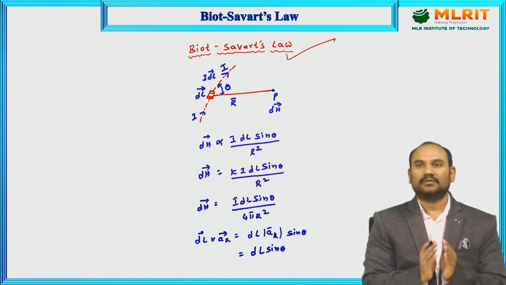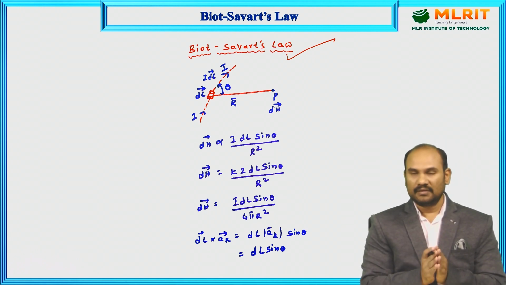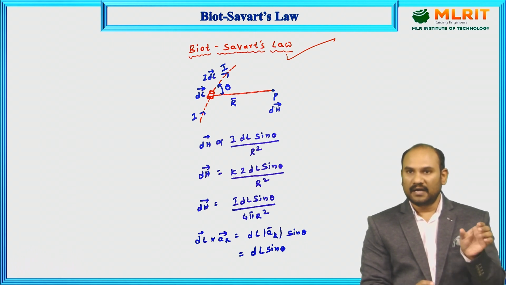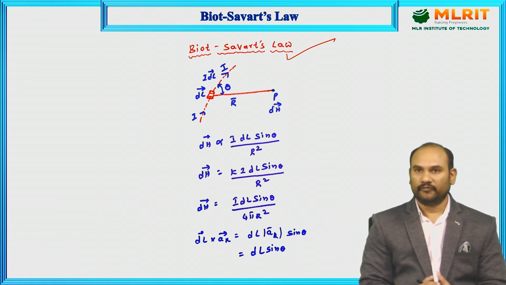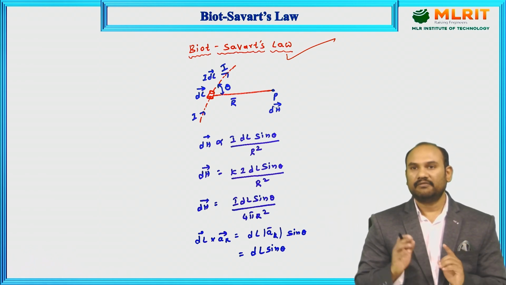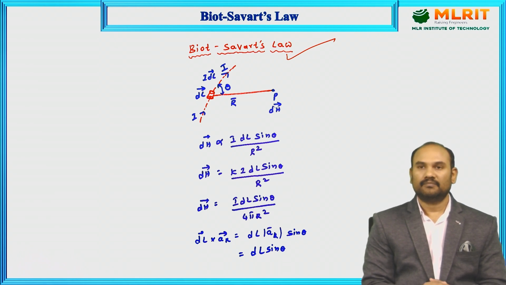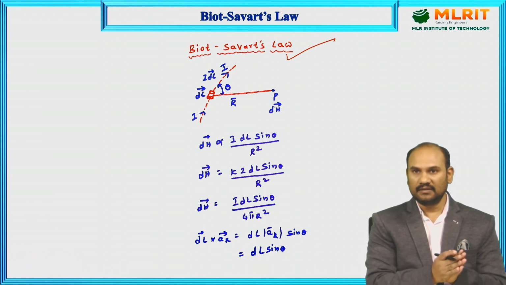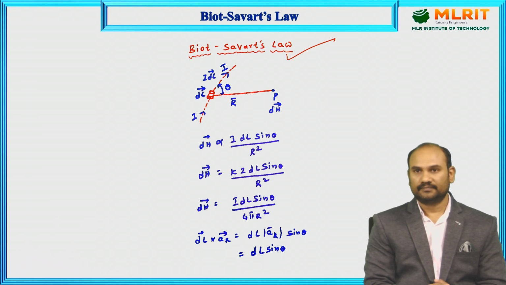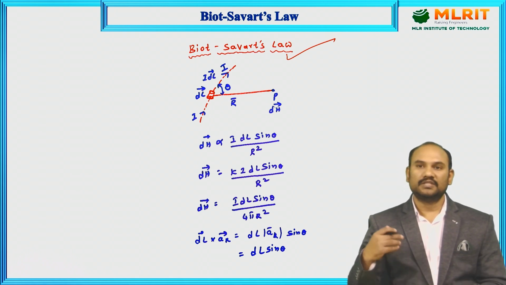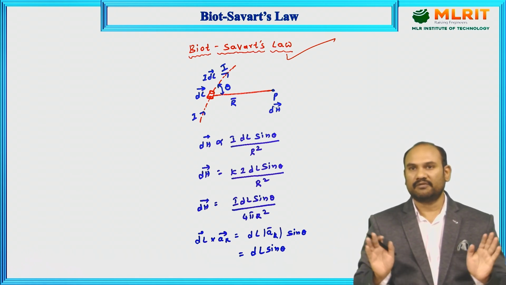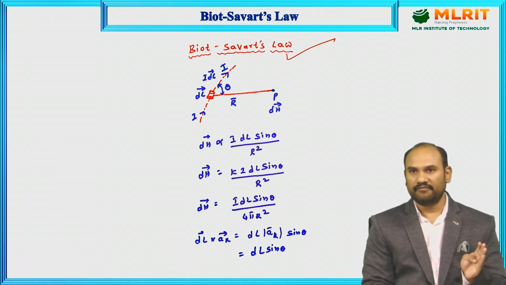Biot-Savart's law basically gives the relationship between the amount of current that is flowing in a conductor and the resulting magnetic field. You know, when current flows in a conductor, it will produce a magnetic field. What is the relationship between the flow of current and the resulting magnetic field? When I say relationship, it also includes what is the direction of current and the direction of the resulting magnetic field, what is the amount of current and what is the strength of the magnetic field. Everything is covered, not only the magnitude of the magnetic field, but also its direction.